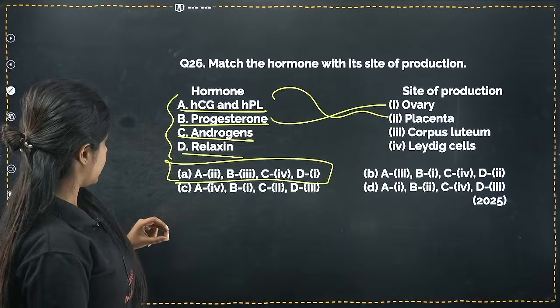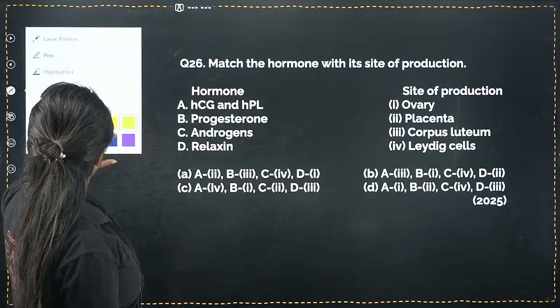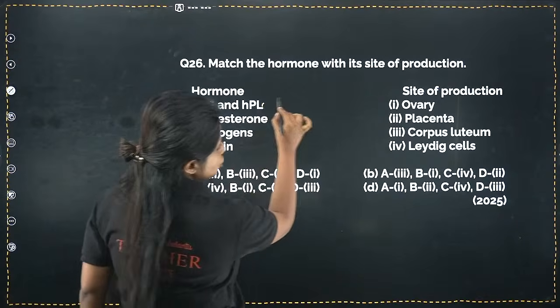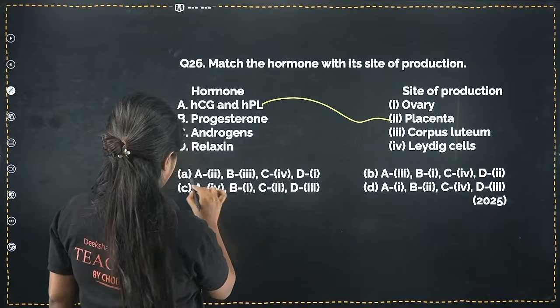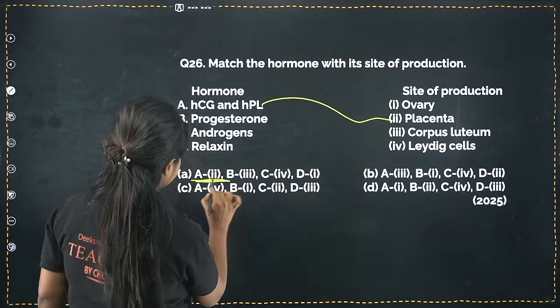B goes with 1, A goes with 3. Just a second. And why are you saying it is A? Let's see. HCG and HPL, it is placenta. A goes with 2. A goes with 2. I just have one option like that.